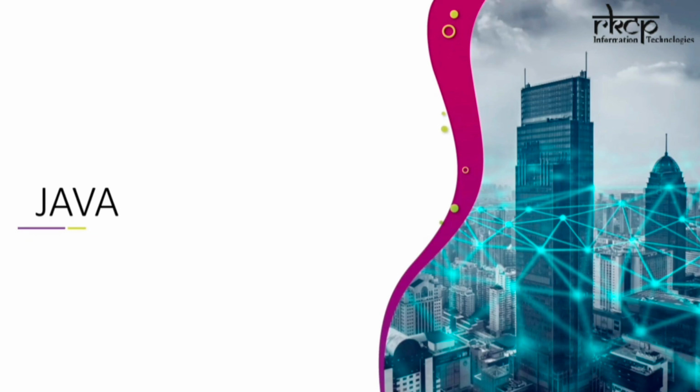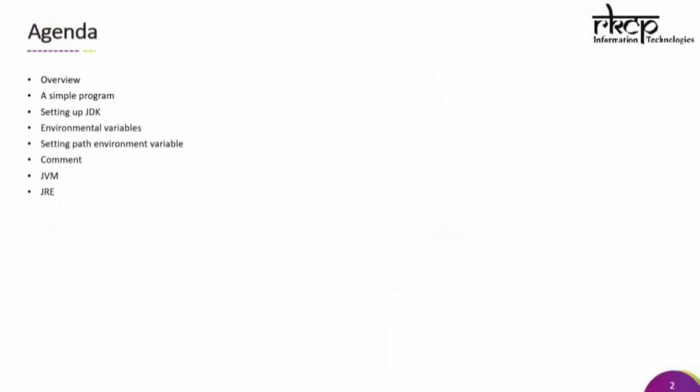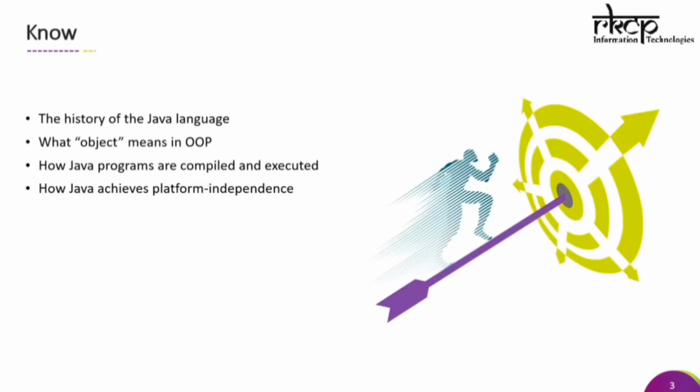So first, before starting Java, I want to explain in this session, start simple Java programming, how to set environment for your JDK, how to set environment variables in your computer, how to set the path, how to write comments, how your JVM is going to work, and what is JRE and how JRE will work. So here I'm going to start with a little history about Java.